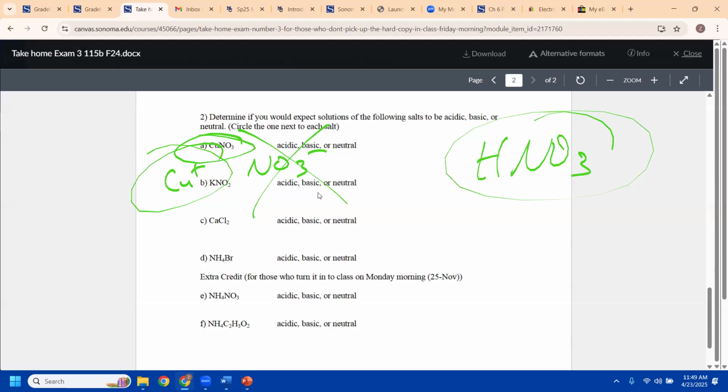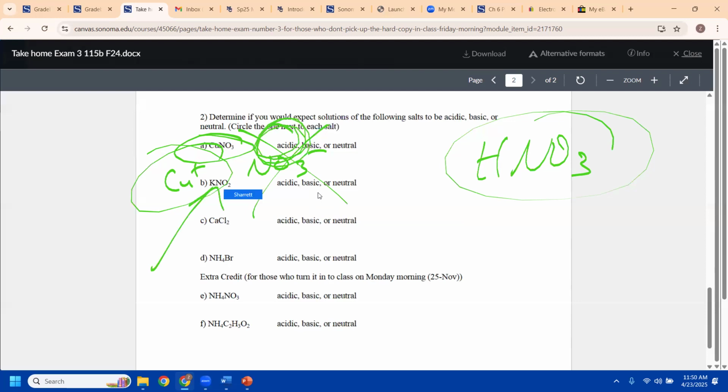Okay. So this was from the end of chapter 15. So you have to think about that. If we know that metals that are not from the strong bases are all acidic, we would say that that is acidic right there.